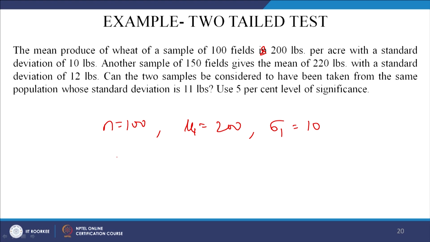Similarly, N2 is equal to 150, mu 2 is equal to 220 and sigma 2 is equal to 12, right. Can the two samples be considered to have been taken from the same population?